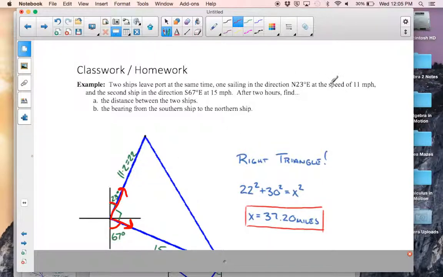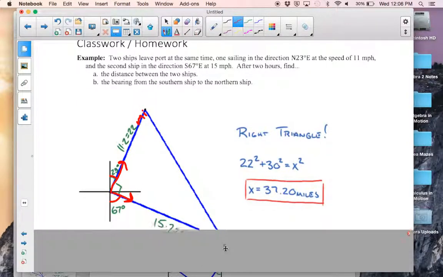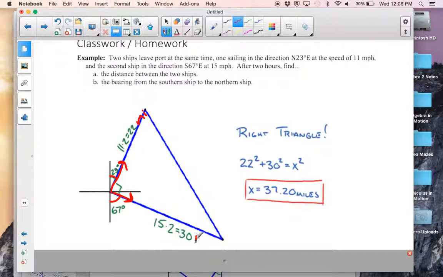Now the first ship is going 11 miles per hour and the second ship is going 15 miles per hour. After 2 hours, 11 times 2 is 22 miles. So we've gone 22 miles. And down here, we've traveled 15 times 2, so 30 miles. I want to find the distance between the two ships. So basically, it's asking you to solve for this side of the triangle. I'll leave that for you to do.